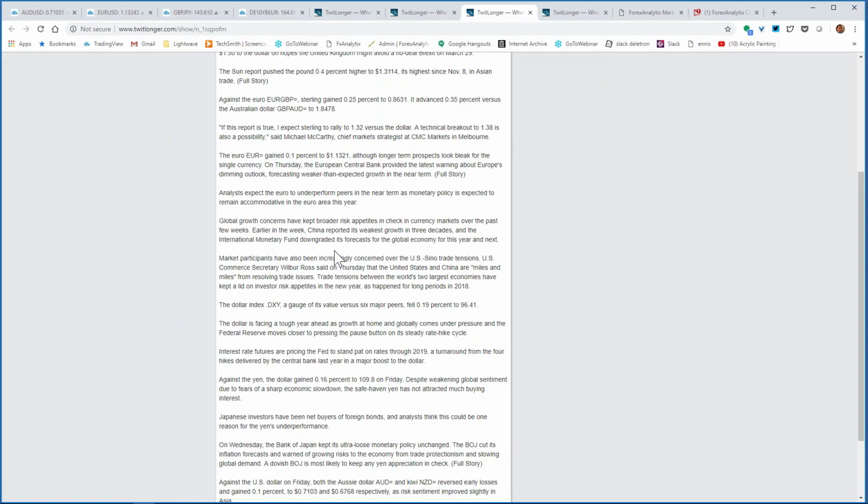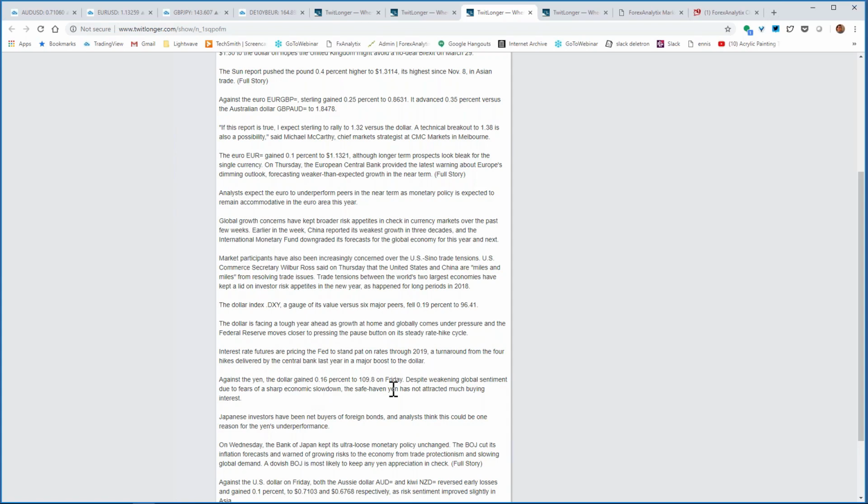Global growth concerns have kept broader risk appetites in check in currency markets over the past few weeks. Market participants have been increasingly concerned over the U.S. trade tensions. Well, that's no news. The dollar is facing a tough year ahead as growth at home and globally comes under pressure, and the Federal Reserve comes closer to pressing the pause button on its steady rate hike cycle.